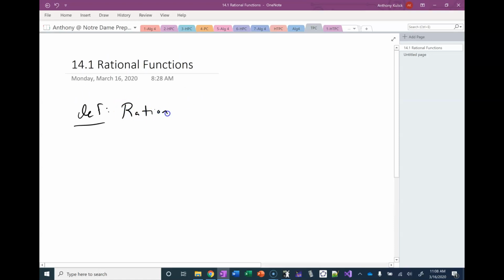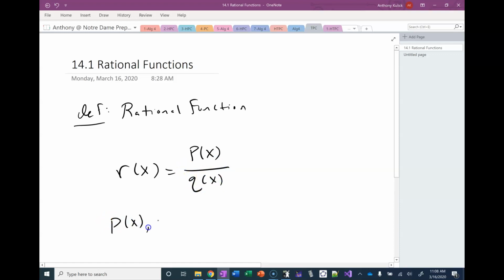So, a rational function is just defined as some function r of x that's equal to a function p of x over q of x, where these two functions p of x and q of x are polynomials, and q of x is non-zero.